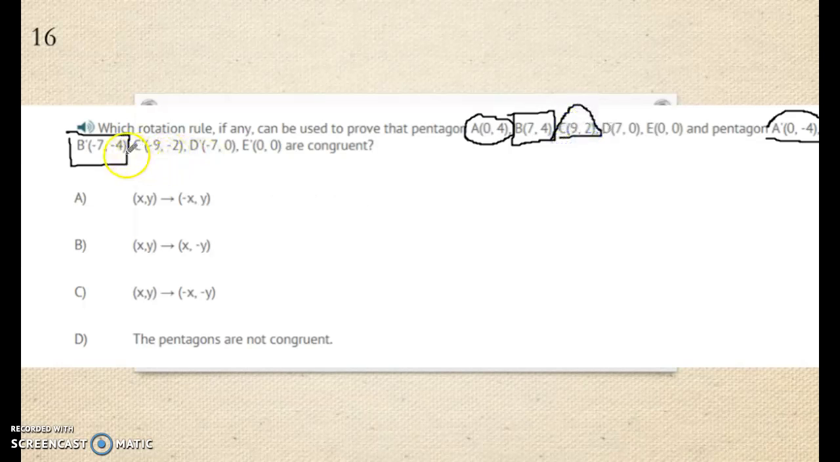Alright, so let's check another one. Let's check C and C prime. Again, the X went from positive to negative and the Y went from positive to negative. So the mapping rule would be that you would change the sign of both. Now 0 doesn't change sign because 0 doesn't have a sign to it. It's not positive or negative, so that's why you can't change the sign of 0.